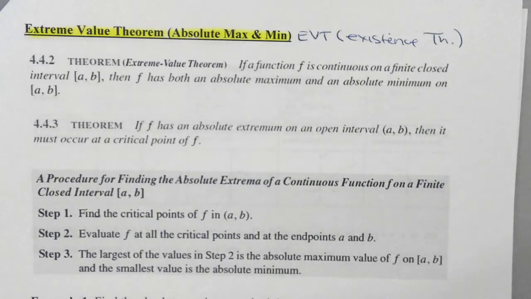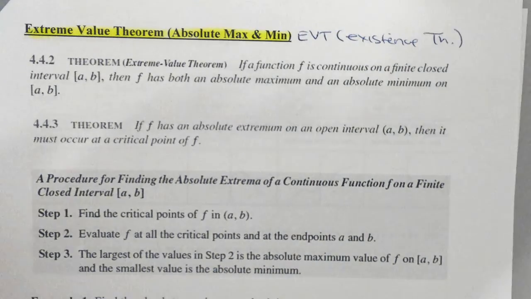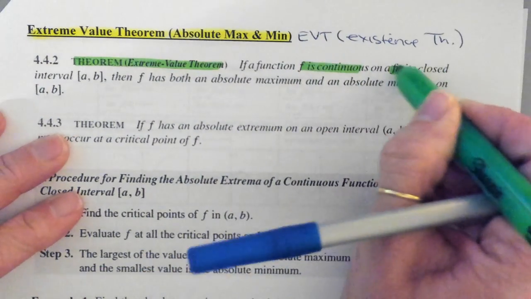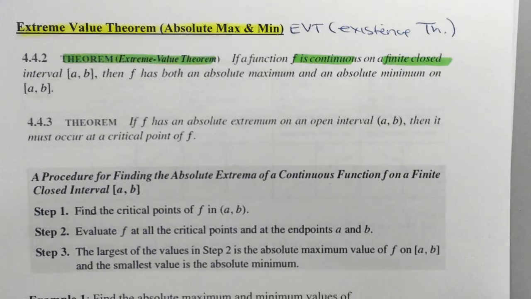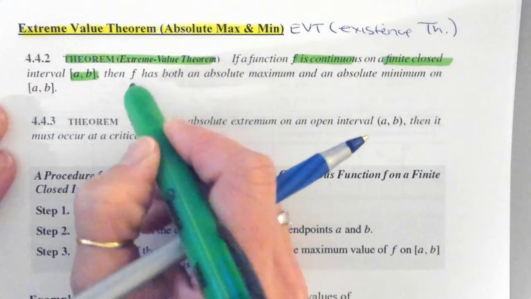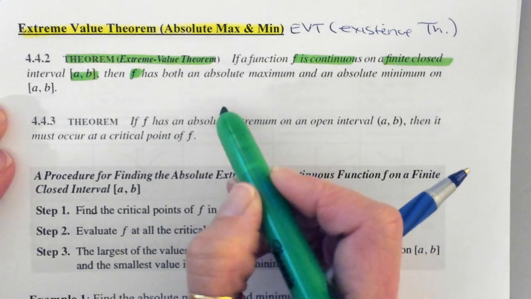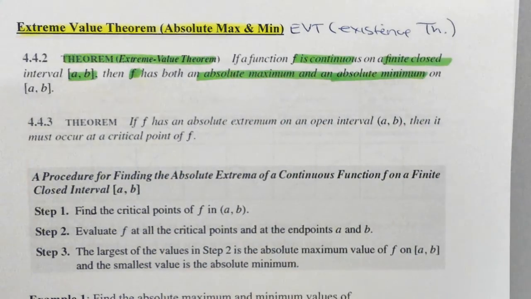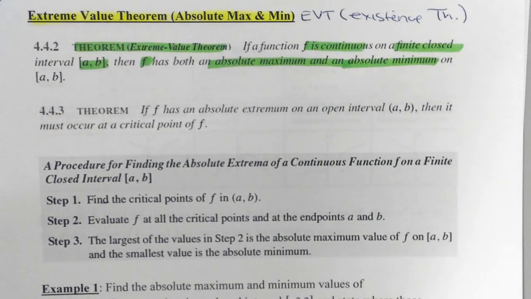So the EVT states that if you have a function that is continuous and finite, meaning it has a specific beginning and a specific end, then f will have both an absolute max and an absolute min. So this is just a statement. Boom, done. It doesn't tell you anything else.